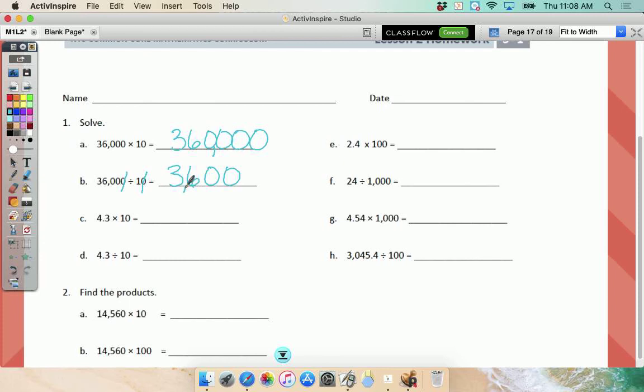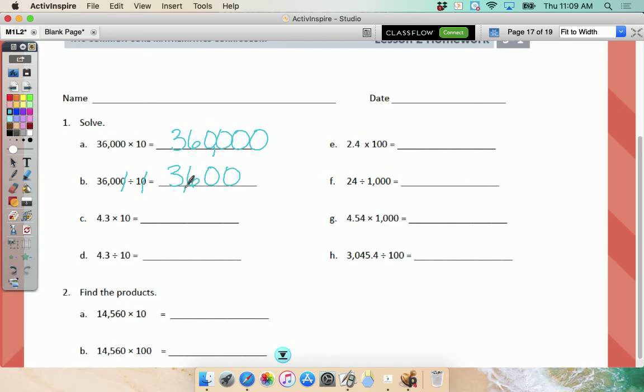4.3 times 10. Table 5. Which trick am I going to use? 0 or decimal? She says decimal. You guys agree? Yeah, I do too. Because you can only use the 0 trick when? Whenever there's a 0 at the end of a whole number. So is this 4.3 a whole number?